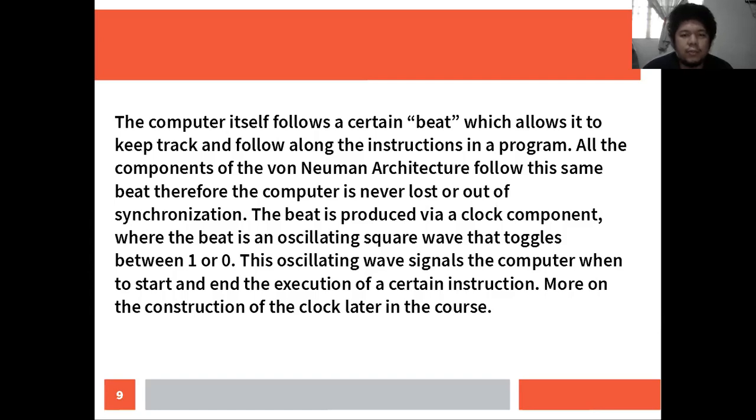The beat is produced by a clock component, where the beat is an oscillating square wave that toggles between 1 or 0. This oscillating wave signals the computer when to start and end the execution of a certain instruction. More on the construction of the clock later in the course.